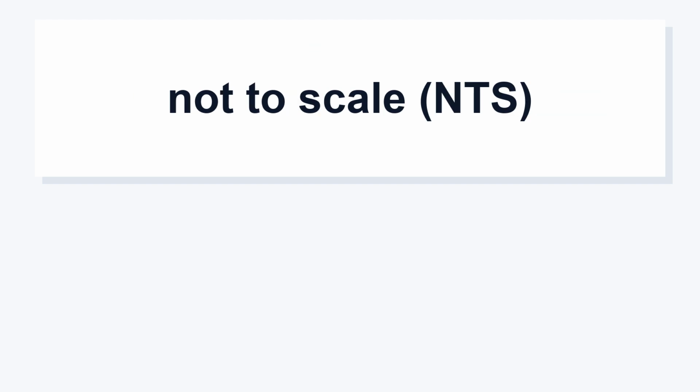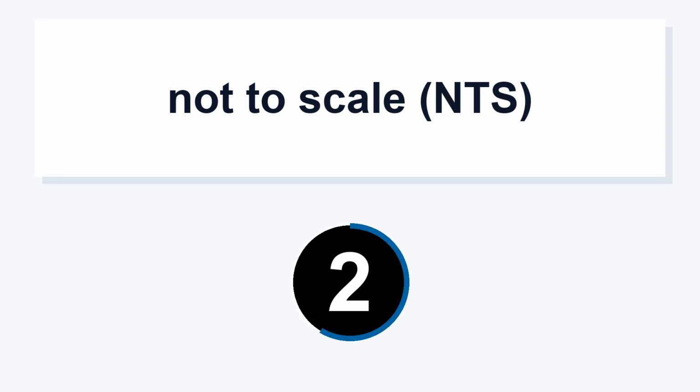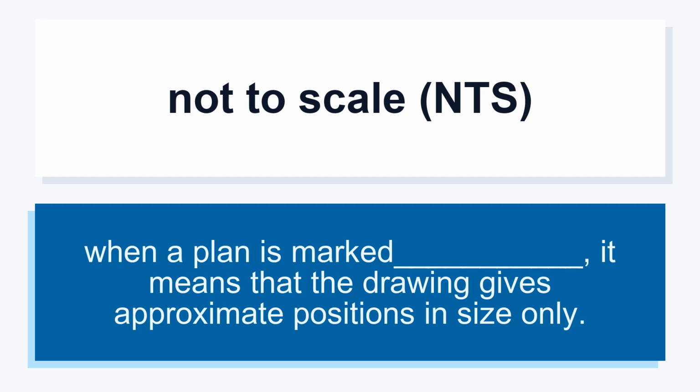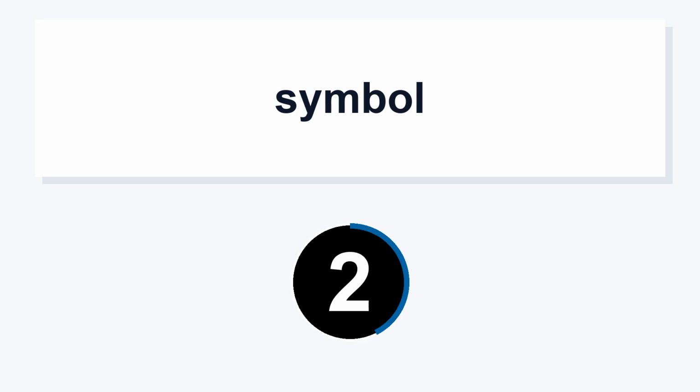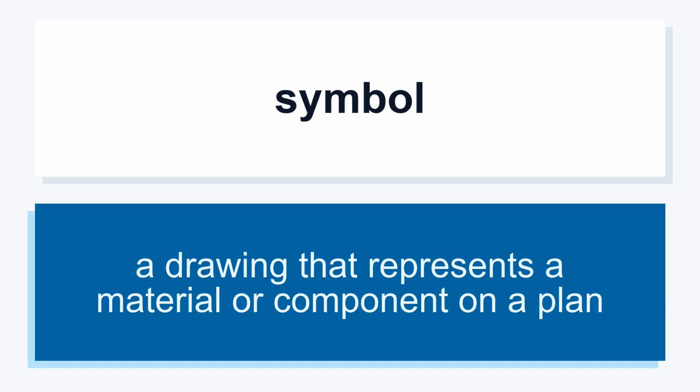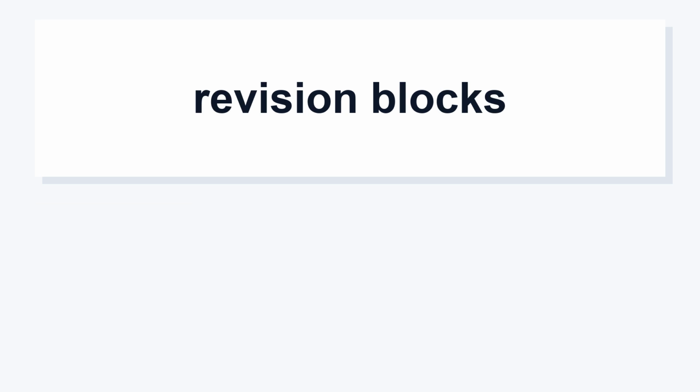Not to scale, NTS. When a plan is marked NTS, it means that the drawing gives approximate positions and size only. Symbol. A drawing that represents a material or component on a plan. Revision blocks.